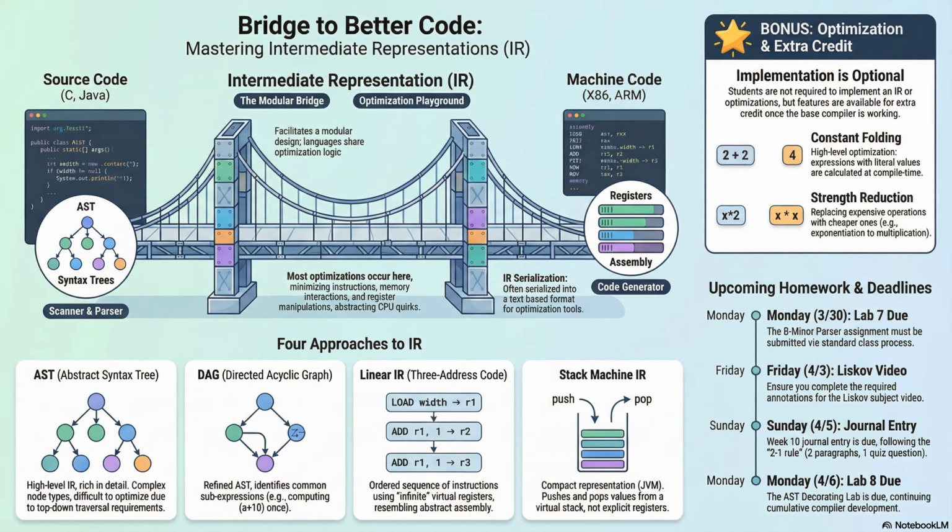Exactly. The AST simply carries too much high-level baggage from your source language, whether that's C, Java, or B minor. So it's just too cluttered. Way too cluttered. To identify deep optimization opportunities, the compiler needs to flatten that structure into something much simpler. Something more uniform. Right. Something highly uniform that sits comfortably between high-level concepts and raw CPU instructions. And crucially, this simpler structure needs to be easily serialized into plain text. Why does it need to be plain text?